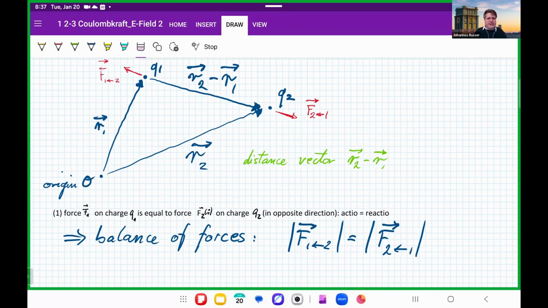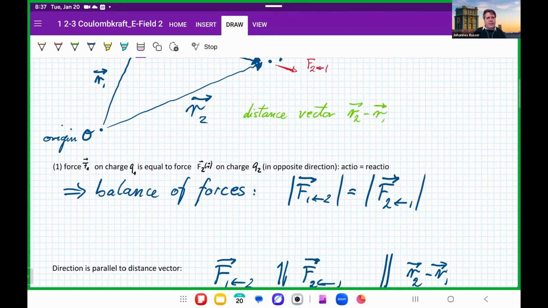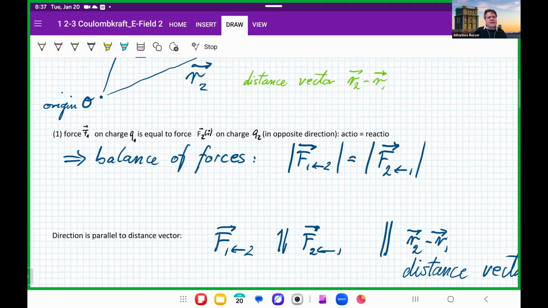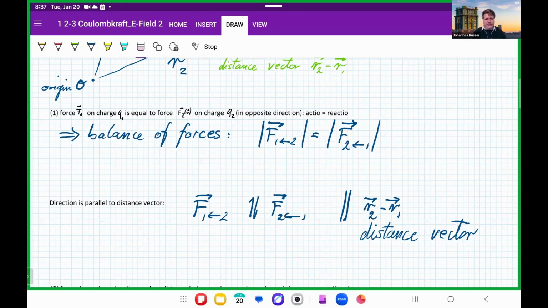We have a balance of forces. That means the force acting on charge 1 due to charge 2, F1 due to 2, is equal in its magnitude to the force that is acting on charge 2 caused by charge 1. Then these two forces are parallel, so they both align with the distance vector.